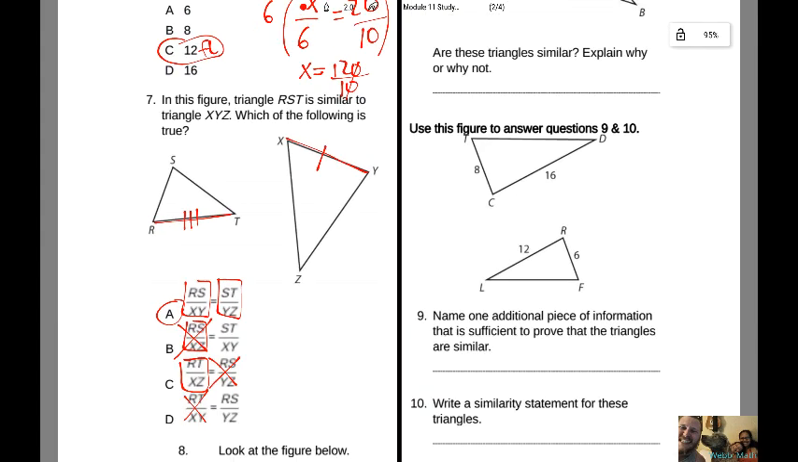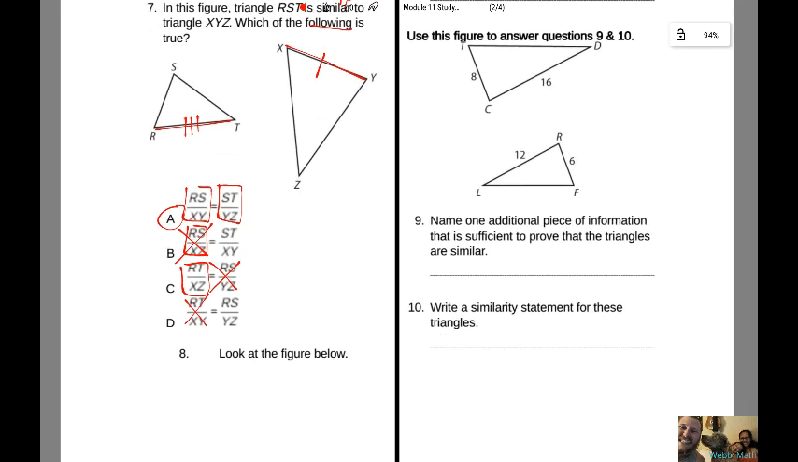RT, supposedly the longest side, is proportional to XY. That doesn't make sense, because XY is the poor guy, and RT for this triangle is the richest guy. So it looks like your answer for this one is A. Which of the following is true? That's singular, so that's good to know.